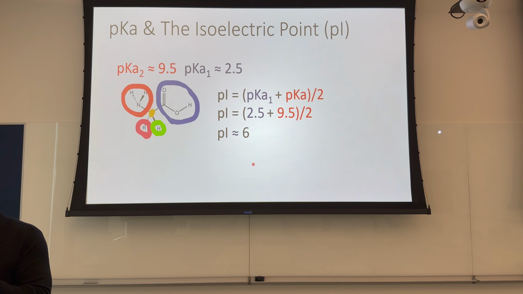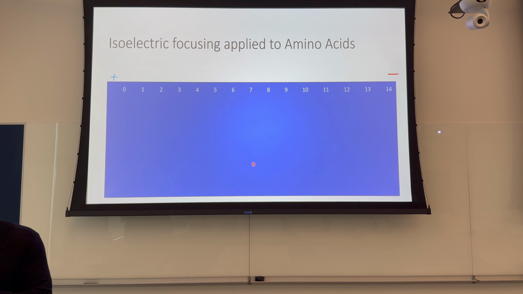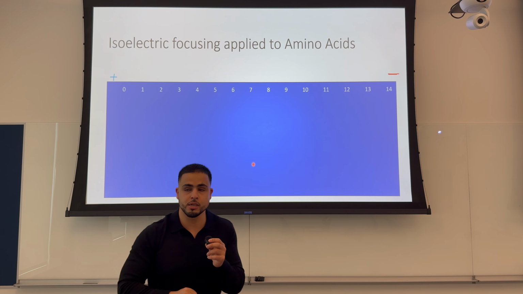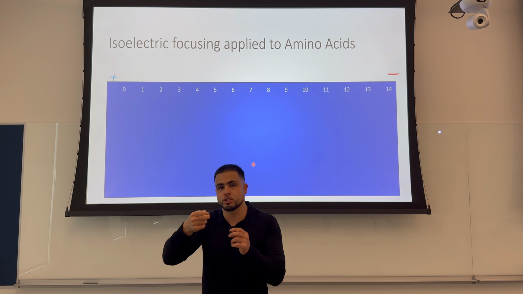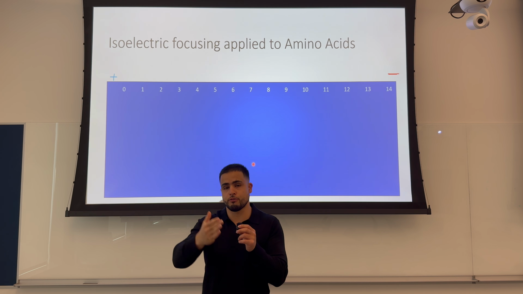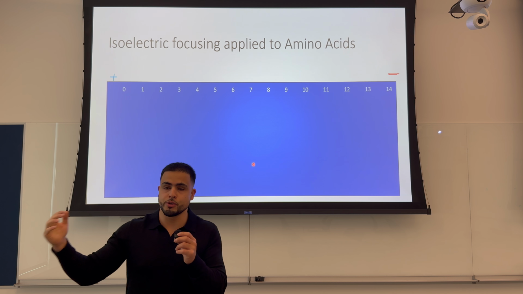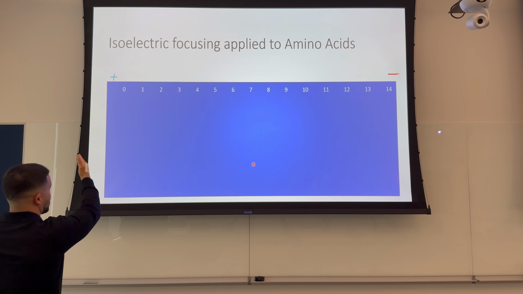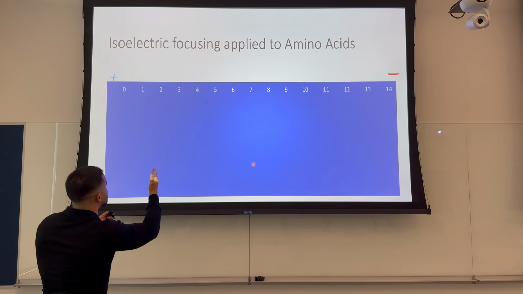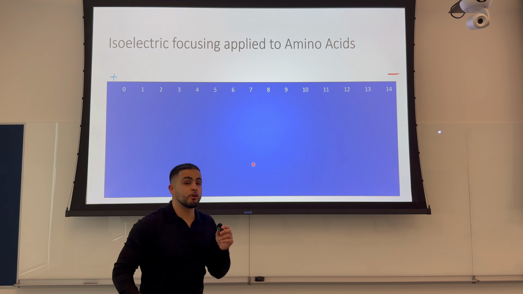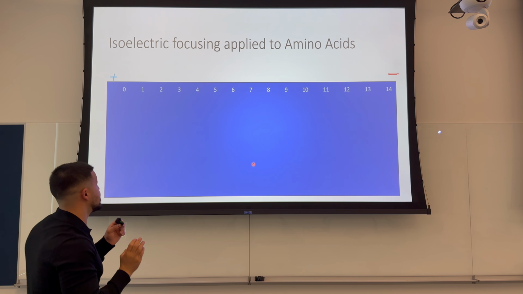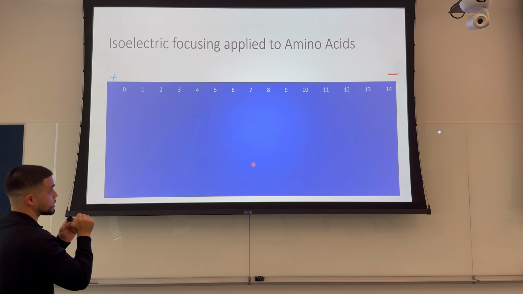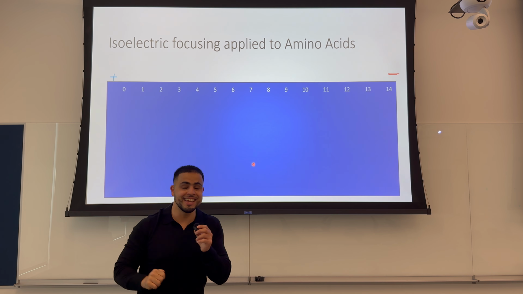Okay, so now with that quick review in mind, let's start talking about the isoelectric focusing technique. So we're going to apply it to amino acids, and then we're going to infer from there how it works for proteins. So you start off with this gel, again, positive electrode, negative electrode, and then you apply a pH gradient that goes from 0 to 14. Importantly, 0 should start at the positive electrode, and then you should have 14 at the negative electrode.